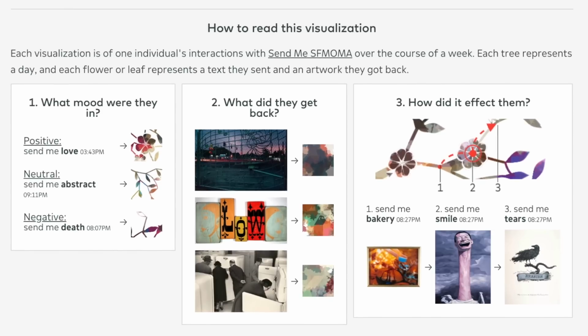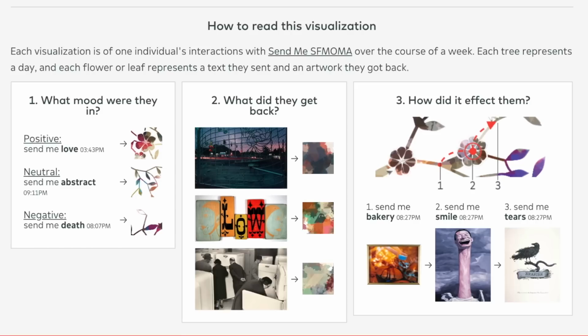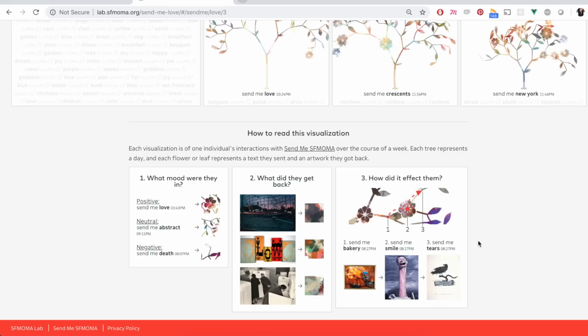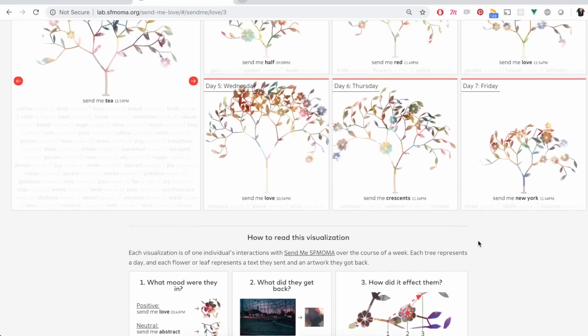You can also interact with it to see the order in which they ask for things. It's really cool to see, for example, this person asked for something bakery, and then they got this thing that was the bakery, which somehow inspired them to ask for send me smile. And they got this, sorry to the artist, slightly creepy looking thing that looks like it's crying. And then this person asked for send me tears. So the way that the text interactions with Send Me SF MoMA affected their mood is what I was going for.